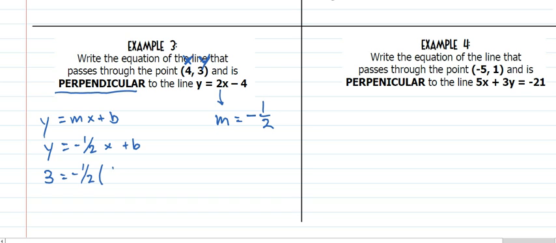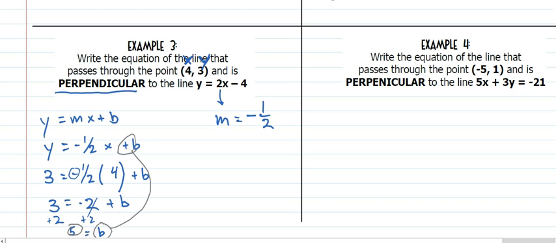-1/2 times 4 plus b. Now half of 4 is 2, but if we have a negative sign, that's going to give us -2 plus b. Add 2 to both sides to solve for b, and I'm seeing b is going to equal 5. So our new equation, where we're going to put this b value of 5 in, is going to be y equals -1/2 x plus 5. Different y-intercept and opposite reciprocal slope of the one that we were given.